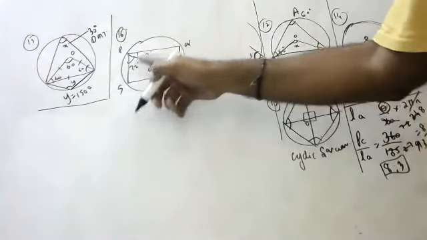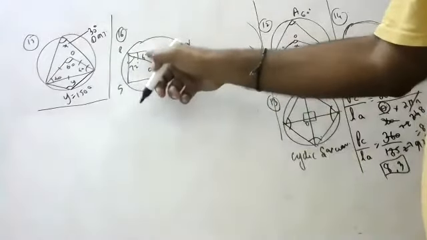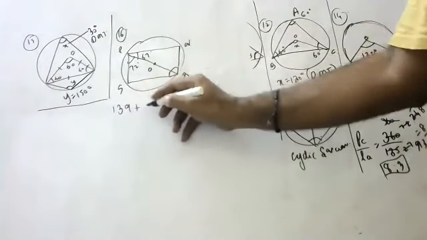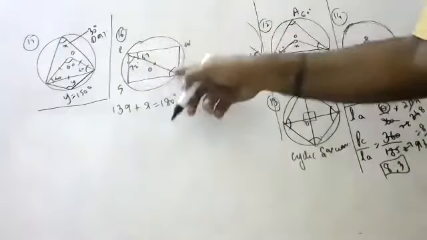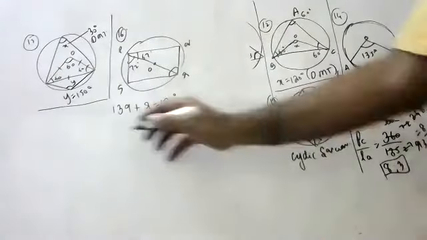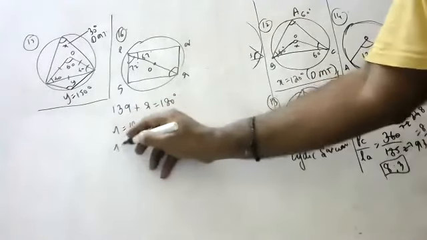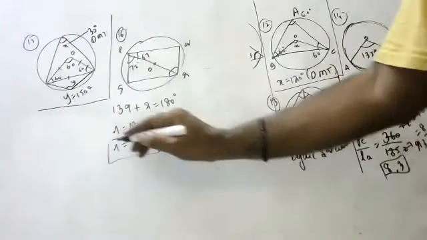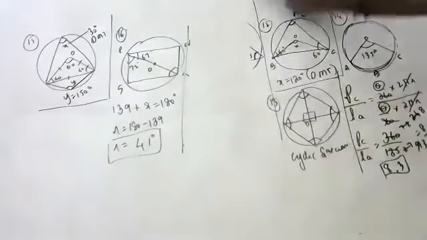In a cyclic quadrilateral, opposite angles are supplementary, so 139 plus R is equal to 180 degrees. Why? Because in a cyclic quadrilateral, opposite angles are supplementary. So R is equal to 180 minus 139, which is 41 degrees. Okay. Next question.